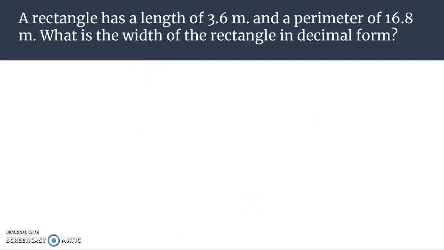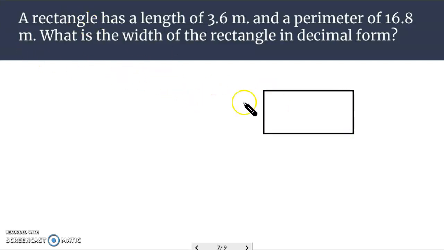Alright, now for some story problems. It says a rectangle has a length of 3.6 and a perimeter of 16.8 meters. What is the width of the rectangle in decimal form? Alright, let's get a little visual here. So we do have length of 3.6, length on one side, length on the other. Don't know the width, so let's use a W for width.